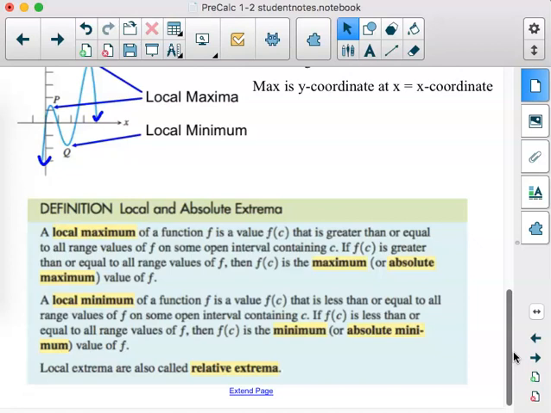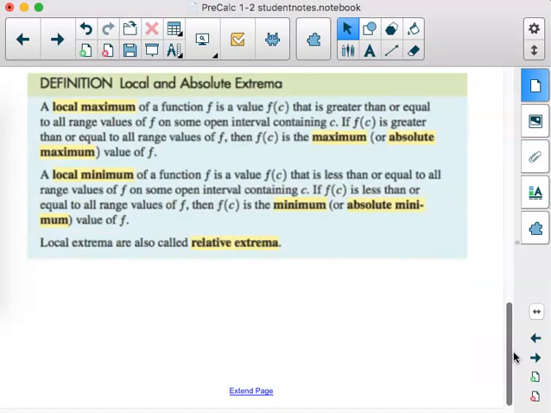If f of c is greater than or equal to all range values of f, then f of c is the maximum or absolute maximum value of f. A lot of books just say maximum. They don't say absolute. So know that in the future, if somebody just says, what's the maximum of this graph, it's the same thing. Minimums, same concept. A local minimum of a function f is a value f of c that is less than or equal to all of those range values of f on some open interval containing c. It might be a minimum or absolute minimum value of f if it's for the entire graph itself.